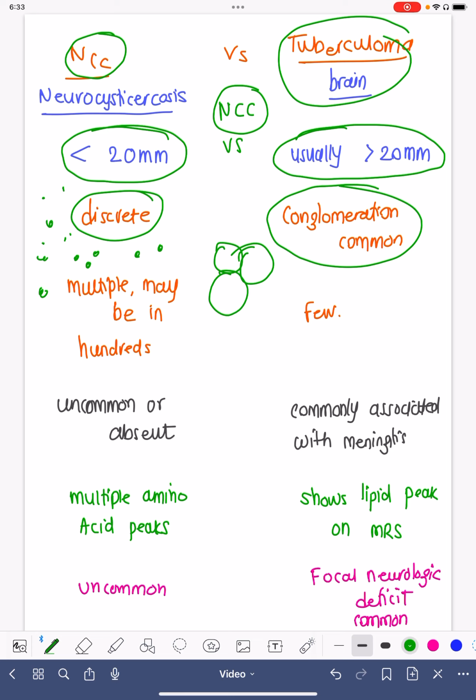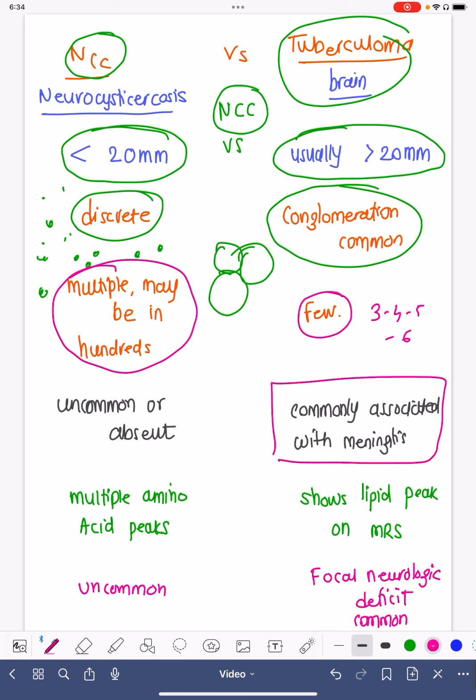So in neurocysticercosis, there are multiple lesions, and these lesions can be maybe in hundreds as well, thousands as well. Whereas in tuberculoma, this number is usually very less, maybe 3 to 4 to 5 to 6. So they are few, discrete, but they may get conglomeration as well. Because of the large size, they very commonly may be present with meningitis, which is very uncommon with neurocysticercosis.